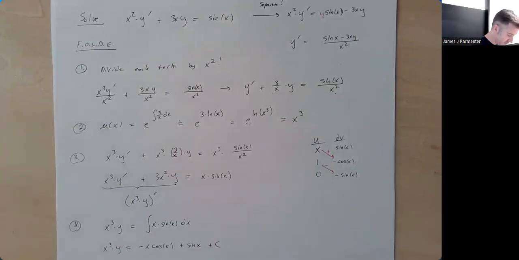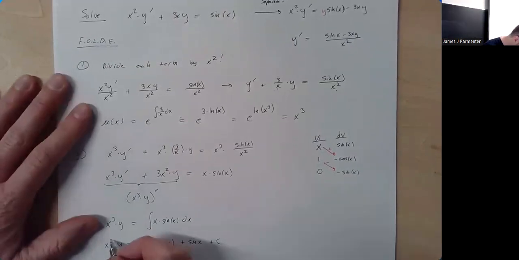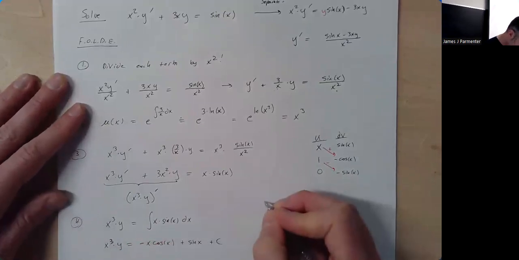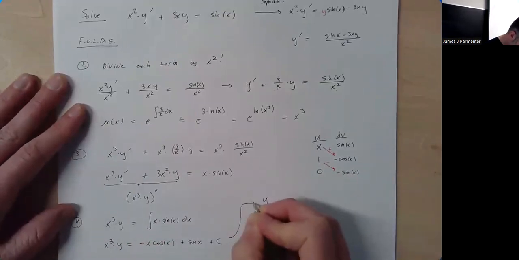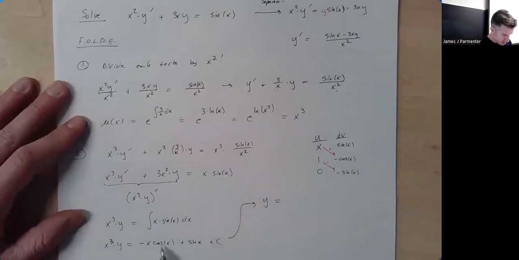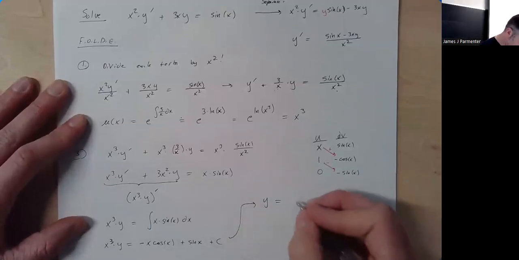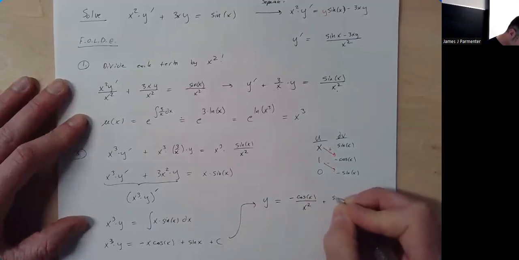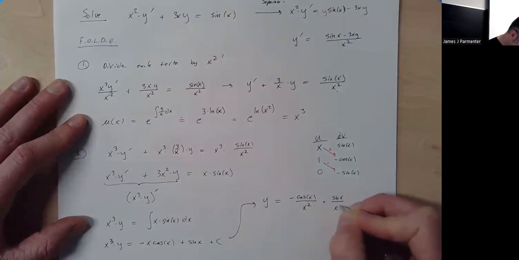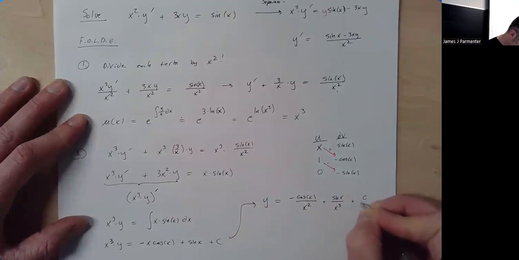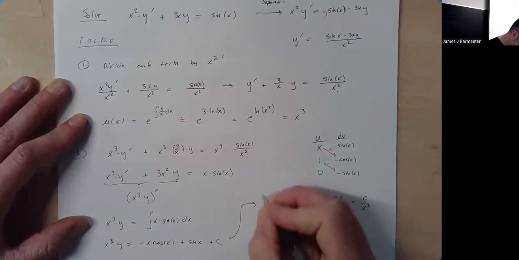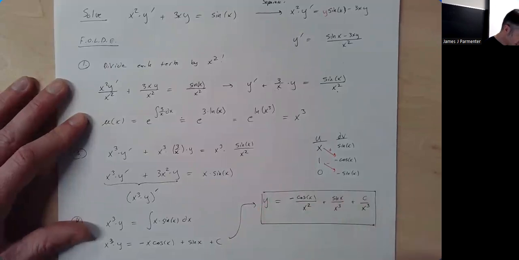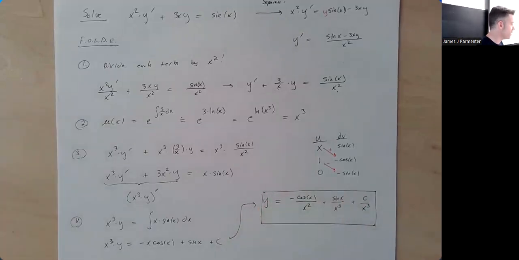And then finally, we're going to divide both sides by x cubed so that y is equal to, so I'm going to do the math. x divided by x cubed is going to give me a negative cosine of x divided by x squared plus sine of x divided by x cubed plus c divided by x cubed. That is my general solution.